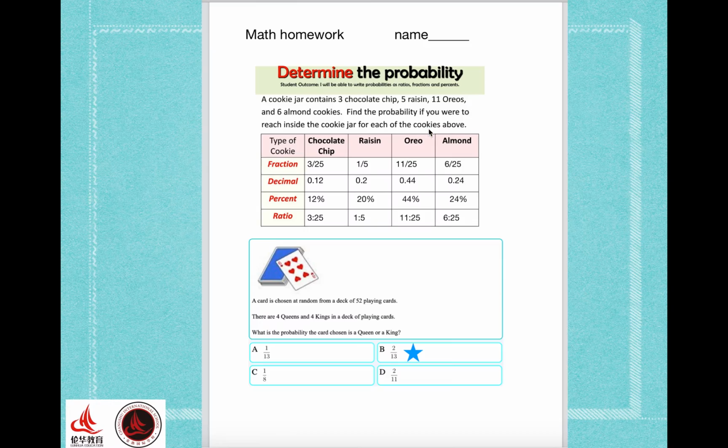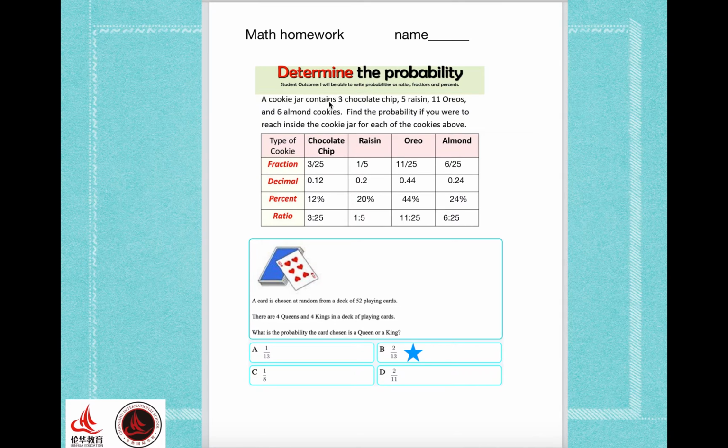This is the first sheet. There was a question about cookies. A cookie jar contains 3 chocolate chip, 5 raisin, 11 Oreos, and 6 almond cookies. Find the probability if you were to reach inside the cookie jar for each of the cookies. If you just put your hand in and pull out any of these cookies, what's the probability? These are the answers. We had to get the total of the cookies, which was 25.